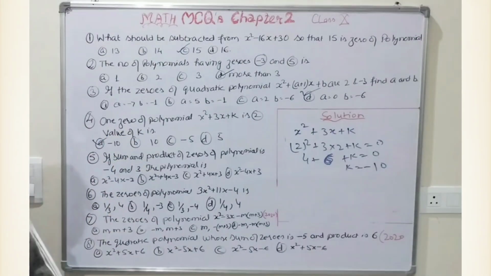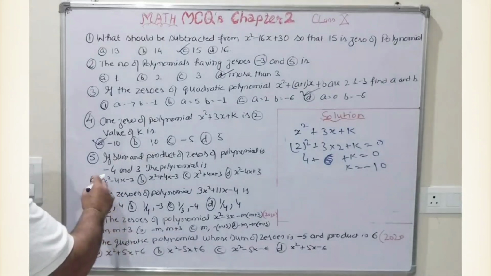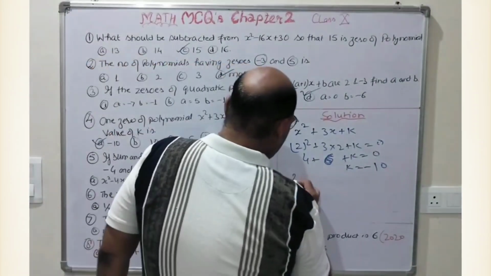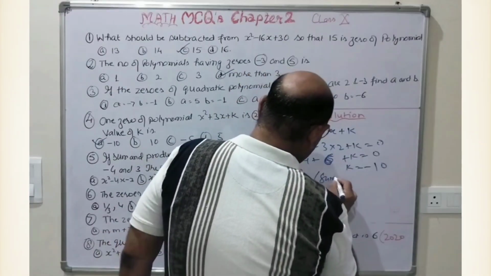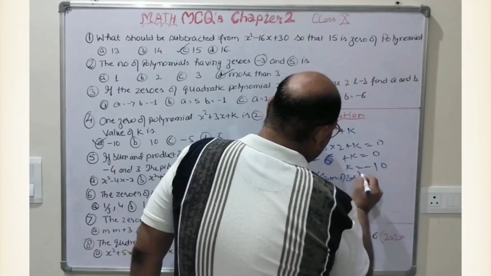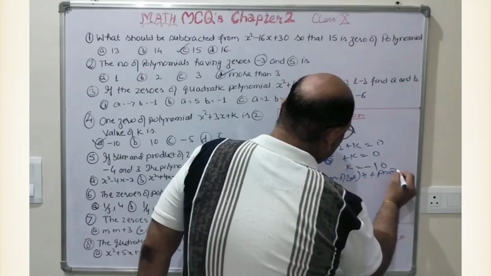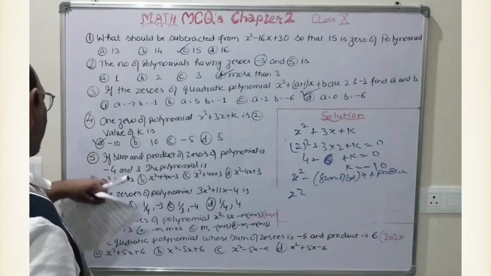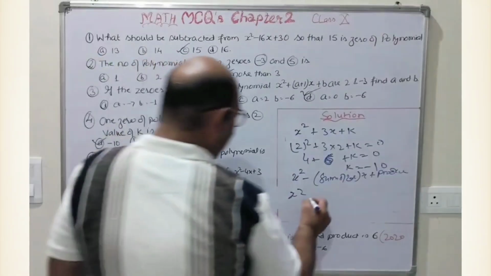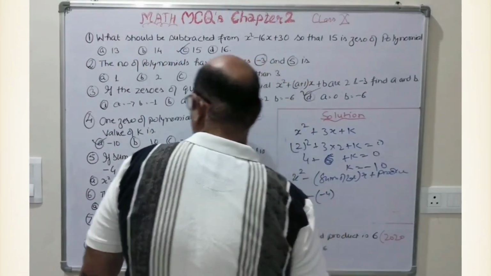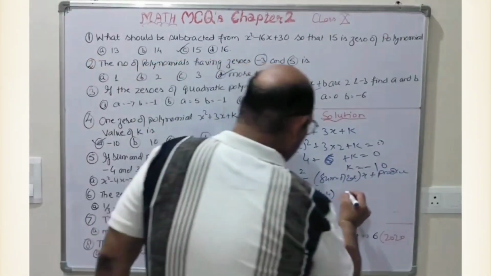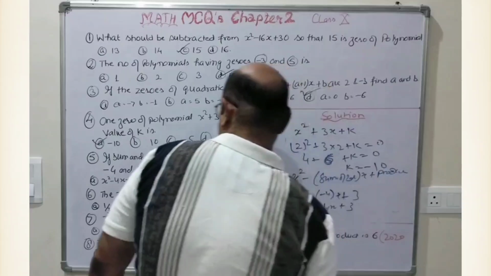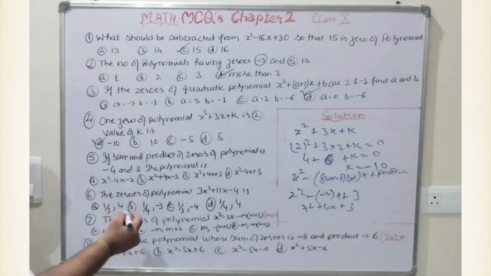The sum and product of zeros of polynomial is minus 4 and 3. तो पॉलिनोमियल क्या है? तो पॉलिनोमियल होती है बच्चे x स्क्वायर माइनस सम ऑफ जीरोस x प्लस प्रोडक्ट ऑफ जीरोस। तो x स्क्वायर, sum is minus 4 and product is 3. So x square plus 4x plus 3.